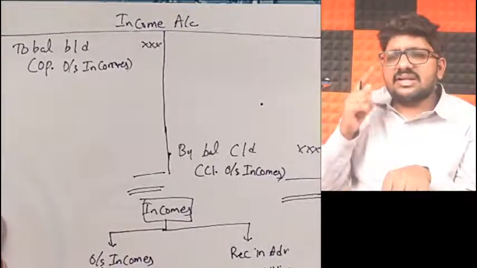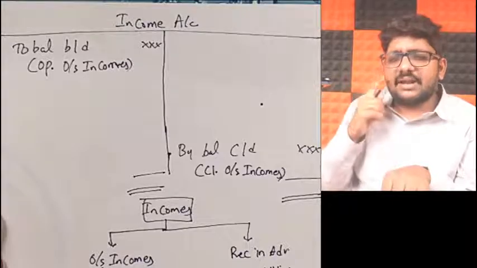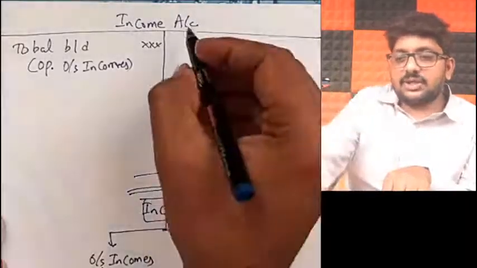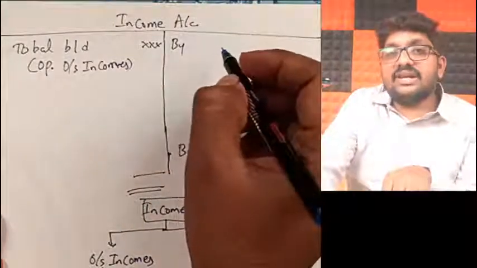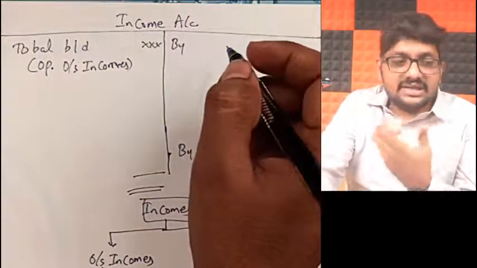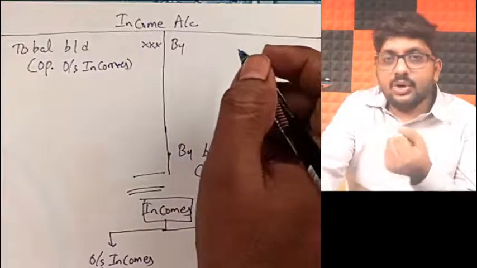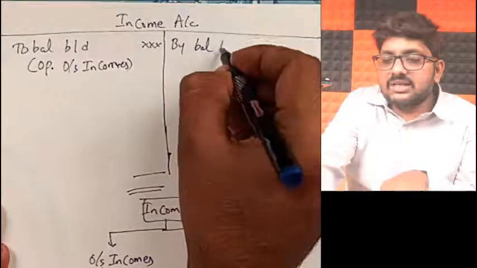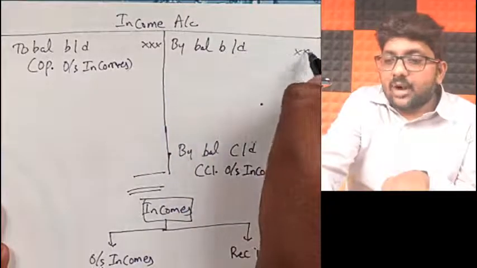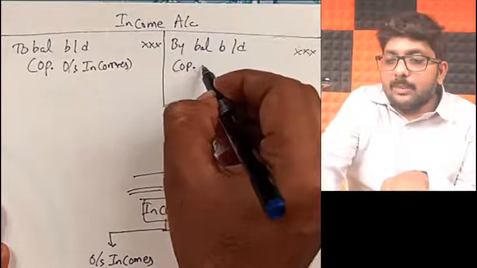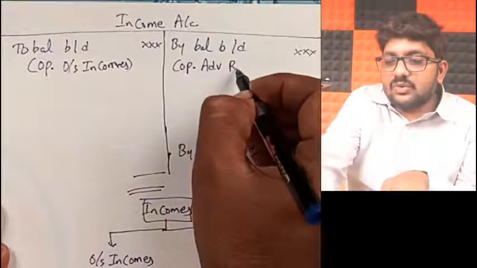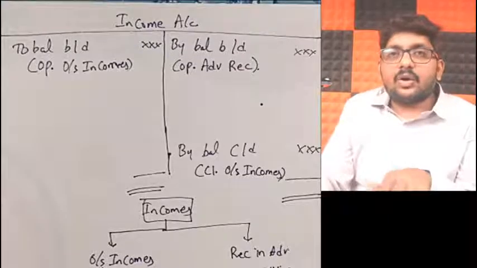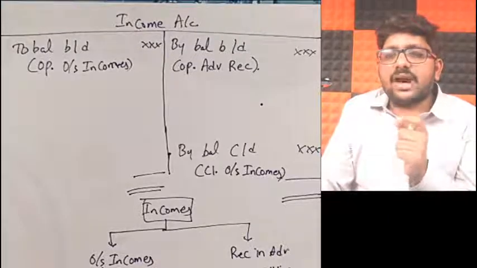Similarly, received in advance, if I have it. Received in advance means it's a liability. Liability will have a credit balance. Credit balance means the opening balance will be on the credit side. Try to understand the way I'm analyzing, so your work will become very easy in the future. If you understand these rules the way I am telling you, your work will become very, very easy, my dear friends. So 'By balance brought down'. What is this? Opening advance received. Similarly, closing, if you have it, received in advance is a part of liabilities.